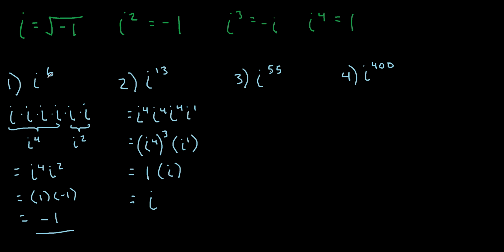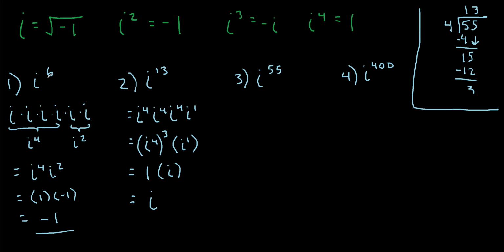Let's check out this third example. We have i to the 55th power. So once again, we're going to try to use that trick and say, how many times can 4 go into 55? So for this, let's do a little long division. I'll carve out a spot right here. Let's say 55 divided by 4. How many times does 4 go into 5? Just 1. 1 times 4 is 4. So 5 minus 4 is 1. We'll bring down our 5. How many times does 4 go into 15? That'd be 3. 4 times 3 is 12. So we're left with a remainder of 3. So 4 will go into 55 13 times.